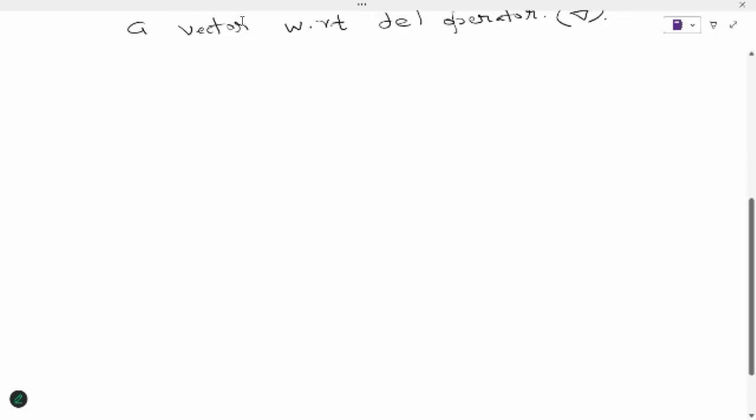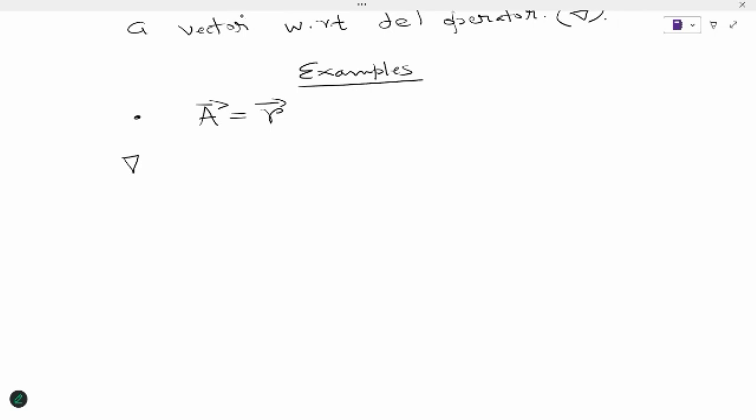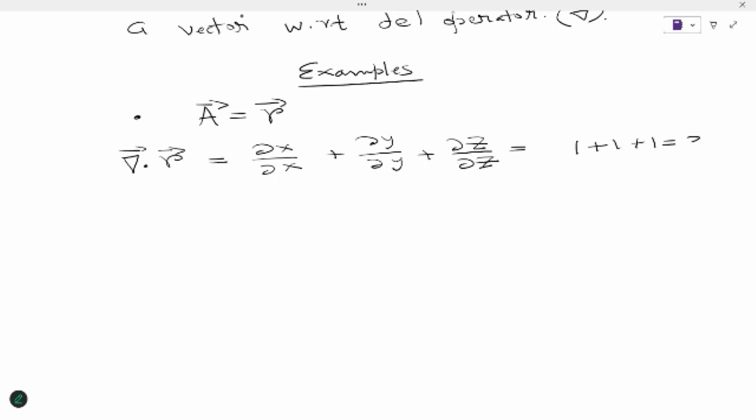We will first see some examples. Let's suppose A is a position vector, that is R. Then when divergence acts upon the position vector, this gives del x del x plus del y del y plus del z del z. So this becomes 1 plus 1 plus 1 equals 3.